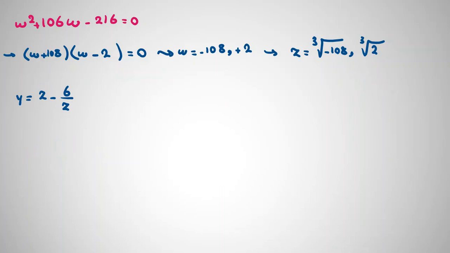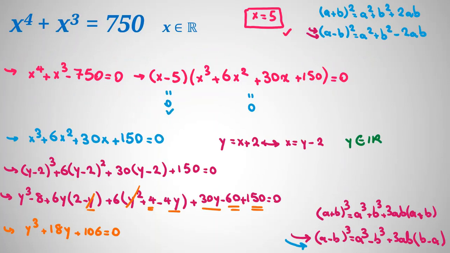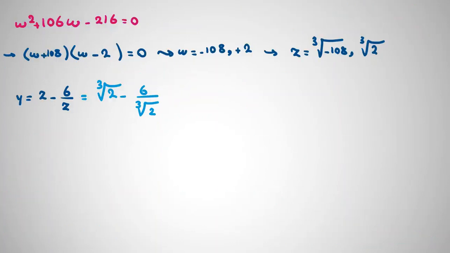Now let's replace, for example, the cube root of 2: y will be the cube root of 2 minus 6 over the cube root of 2. Okay, x is what? We wanted to find x. X is y minus 2 here. So x equals y minus 2, which will be the cube root of 2 minus 6 over the cube root of 2, minus 2.